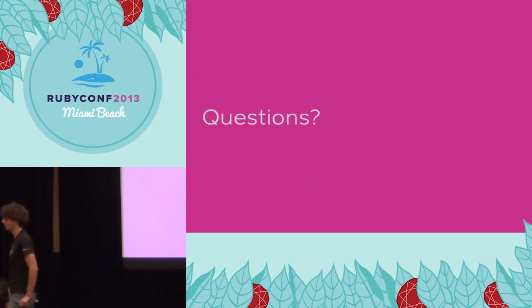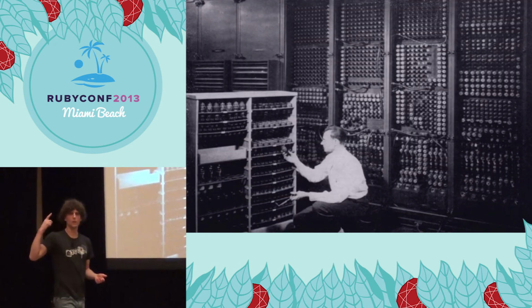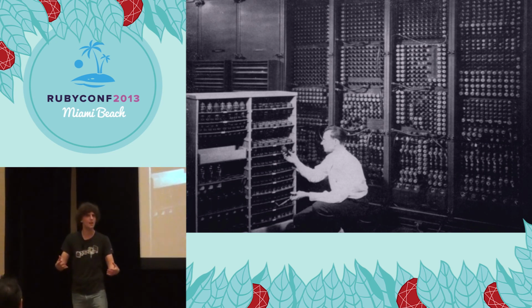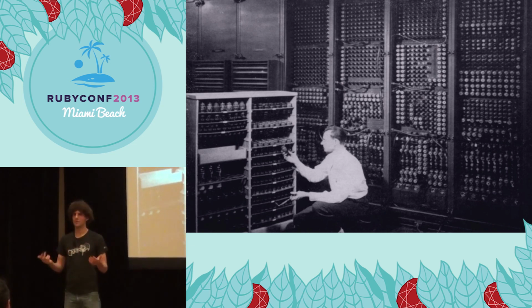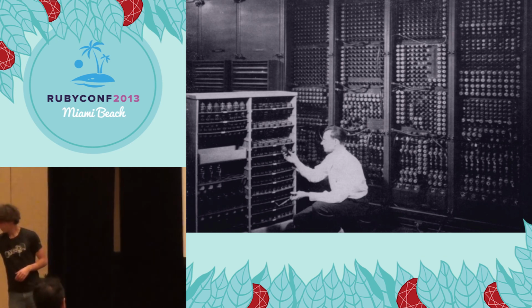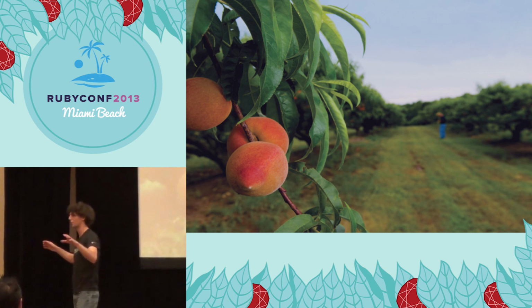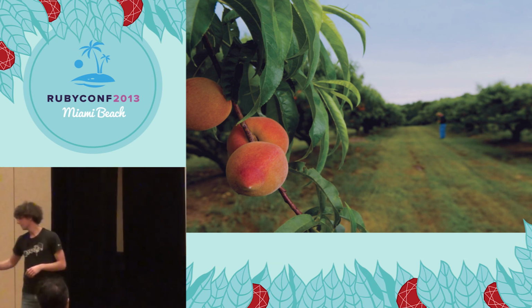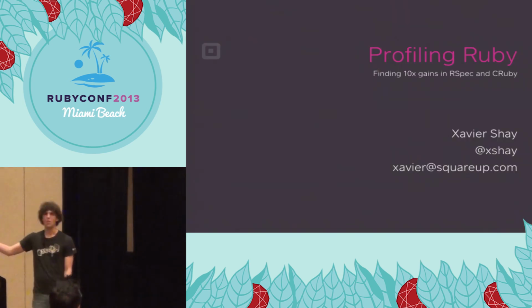Cool. All right. Well, to just quickly finish up, the things I want you to remember. One, the computer only does what you tell it. Whenever you're getting scared or intimidated, CRuby is still just C code. It might take some time, but you'll be able to figure it out. It's all just function calls in the end. Believe you're going to find something. Just visualize that low-hanging fruit, how tasty that peach is going to be. If you just believe you're going to find something, you probably will. And these three things: hypothesize, isolate, and instrument. Thank you very much.